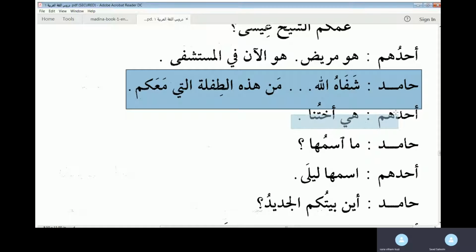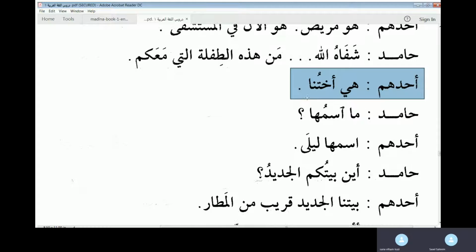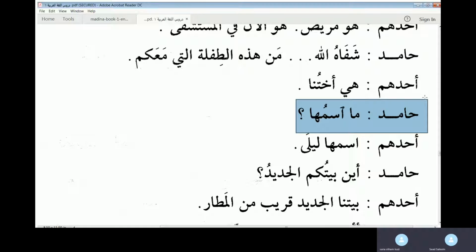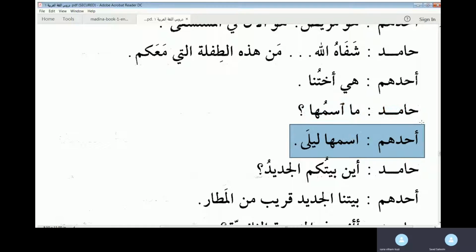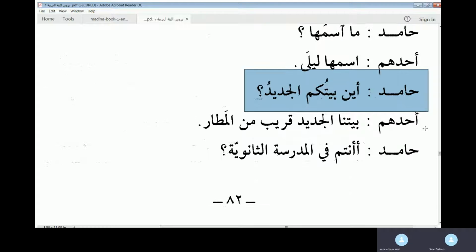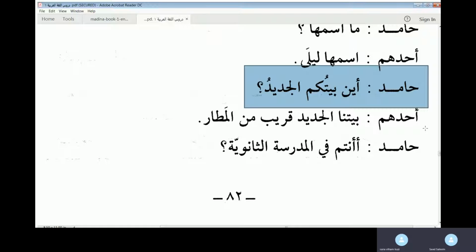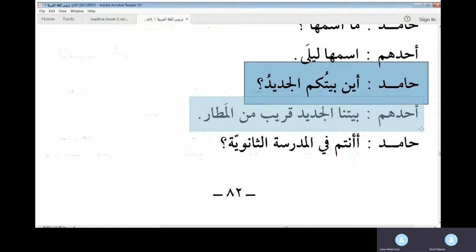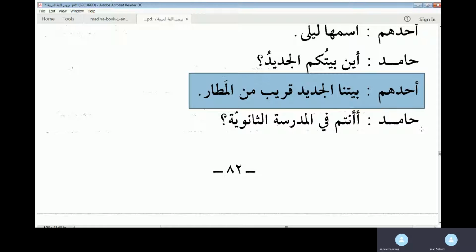Here, ukhtuna, she is our sister. What's her name? Ismuha Layla. Her name is Layla. Aina baitukumul jadidu? Baitukumil jadidu is also good, but baitukumul jadidu is better. Baitunal jadidu qaribun minal matar. Our new house is near the airport.